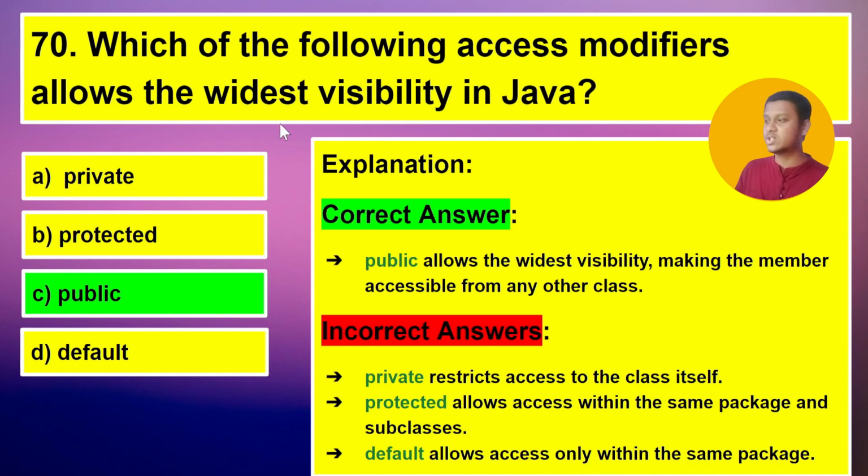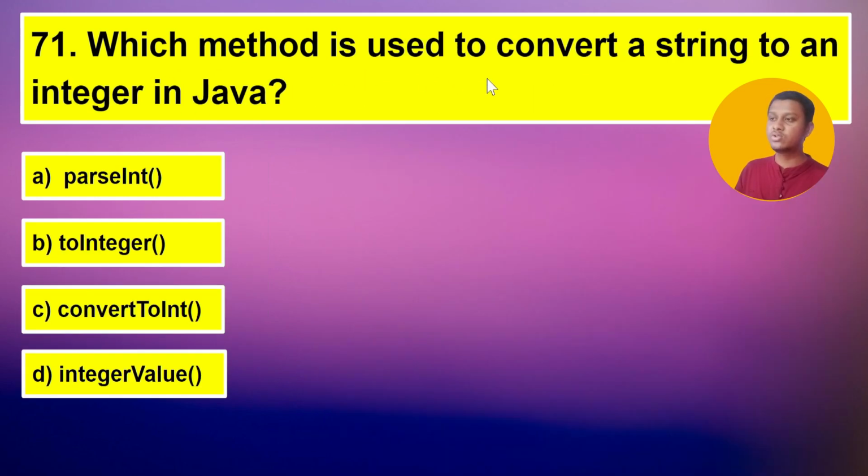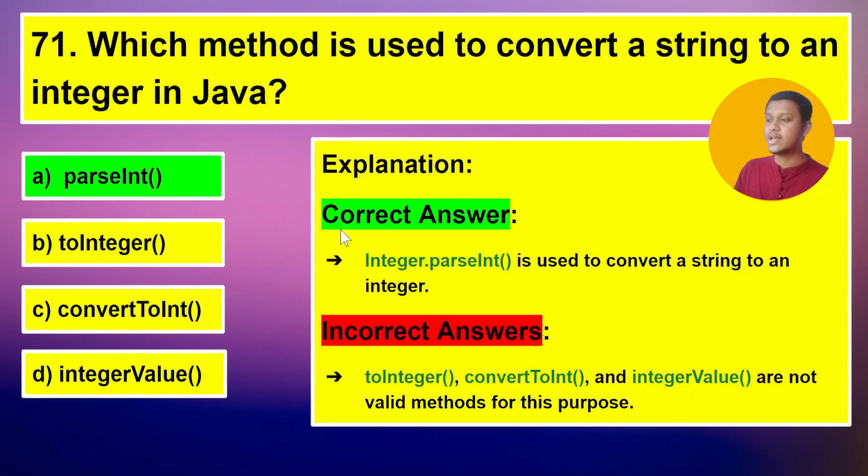Let's jump to our next question. Which method is used to convert a string to an integer in Java? parseInt method, toInteger method, convertToInt method, integerValue. So here the correct answer is option A, which is parseInt. As you can see in the explanation, Integer.parseInt is used to convert a string to an integer.